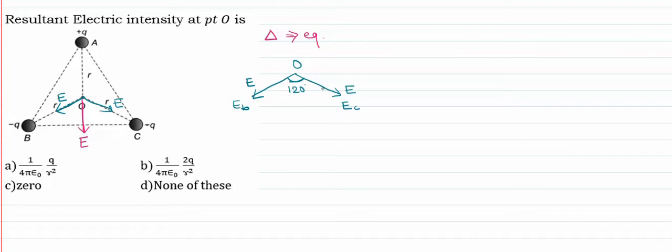Now again if you observe, both are equal and the angle is 120. So the resultant intensity due to B and C will be equal to E, and it will act exactly in the middle of those two, in this direction. So this is EBC. Now in the second step I will take the intensity due to A. EBC is acting downwards, and in the same direction I have the intensity due to A also.